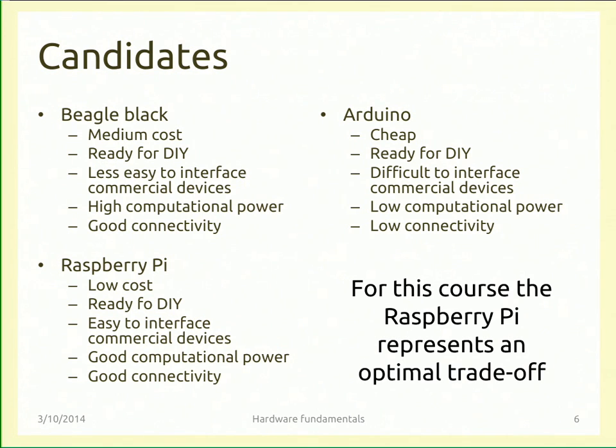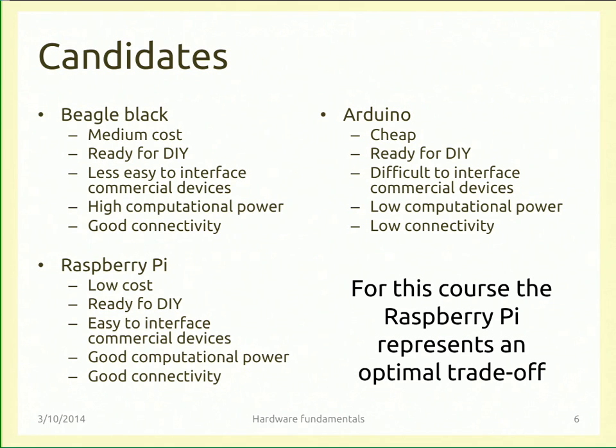The advantage with respect to the others is that it costs an order of magnitude less than the BeagleBoard or the Raspberry Pi. It's around $7-$10. Okay, but it is difficult to communicate with commercial devices and to be interfaced from the internet, in a sense, from another PC. So that's why we didn't choose it. But if we only needed to develop some ad hoc solution, that would be the best choice.